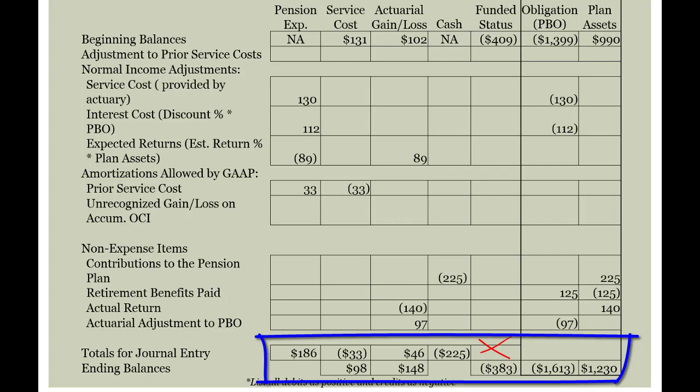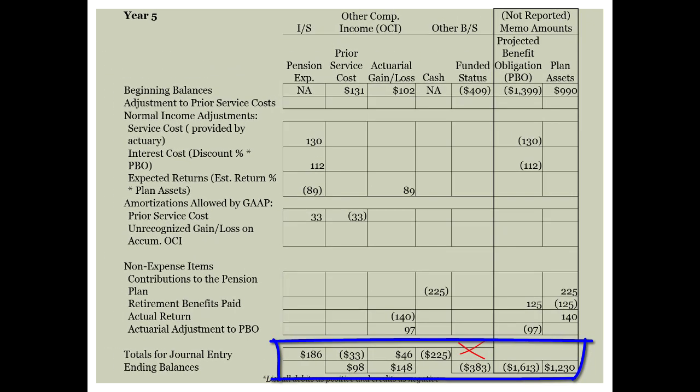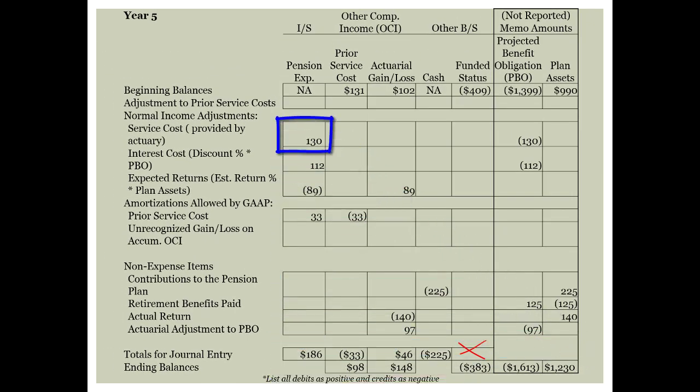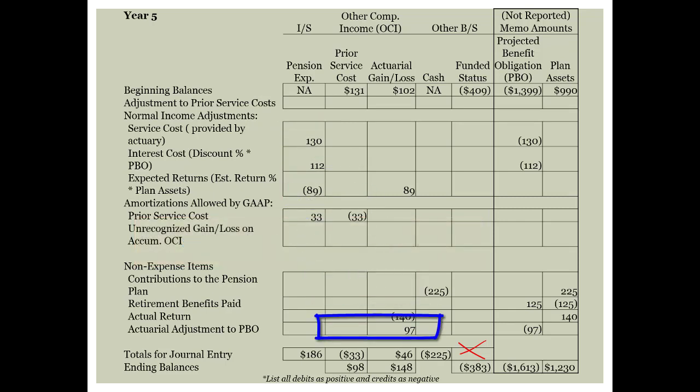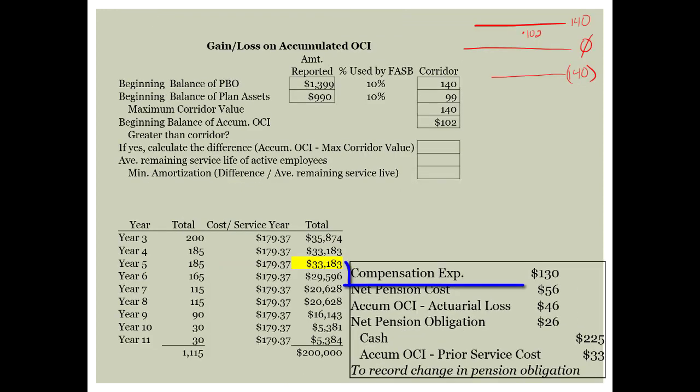And now that I have those numbers, I can do my journal entry. We start again by taking that 186 and splitting it into its 2 pieces. This time we've got 130 that will be our compensation expense. So 186 minus 130 gives us 56 that'll go into our net pension cost. And then from there we can just go straight across our row. So let's go ahead and bring this up. Compensation expense 130, net pension cost 56. That's exactly what we wanted to get, that total pension cost of 186.